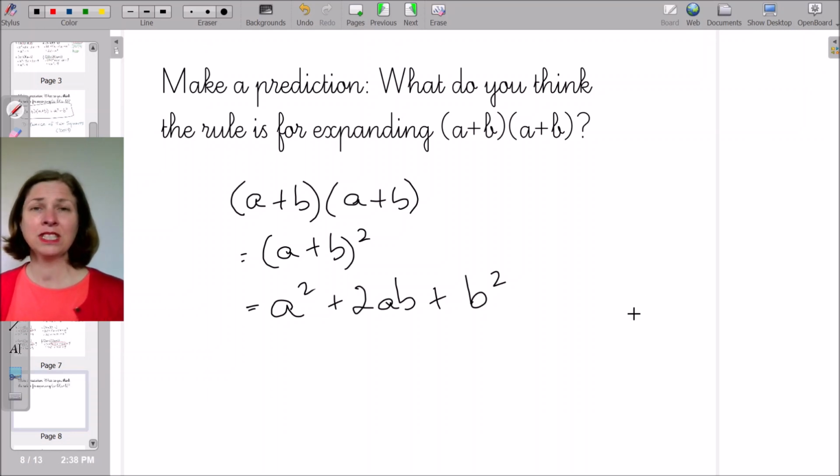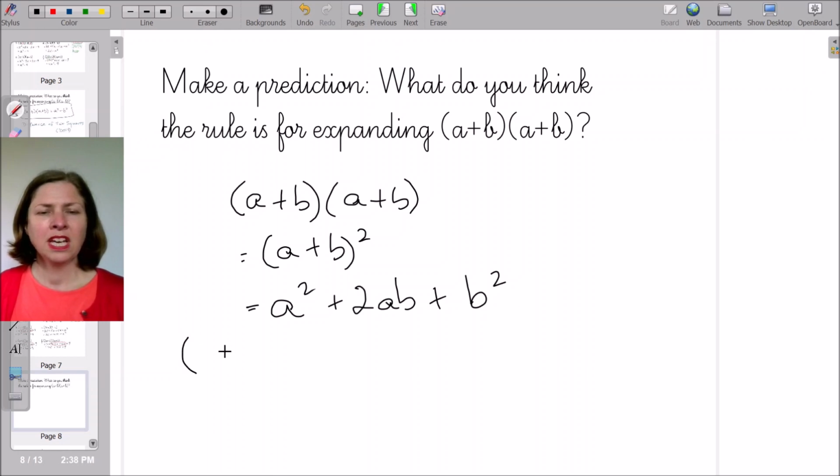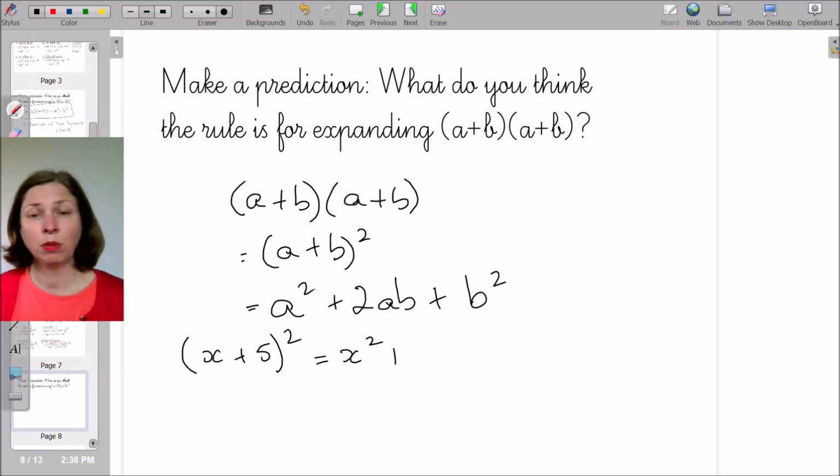It was nice and easy. This one's a little more complicated, but if you remember that this middle term is just each thing multiplied by the other, the first term multiplied by the second term, and then I double it. So to do a quick example, if I did x plus 5 and I square it, I'm going to square the first term, so that's x squared. Then I'm going to go x times the 5, which gives me 5x, and then double it, so that's 10x. And then I square the second term, 25. Okay, let's practice some.